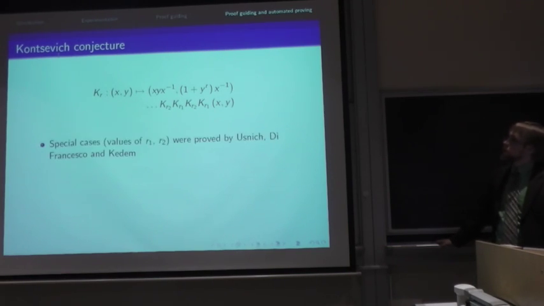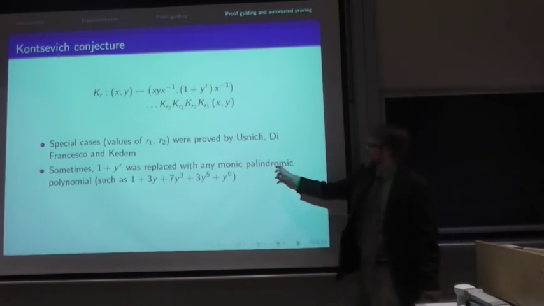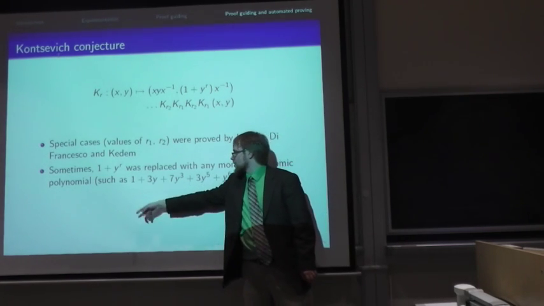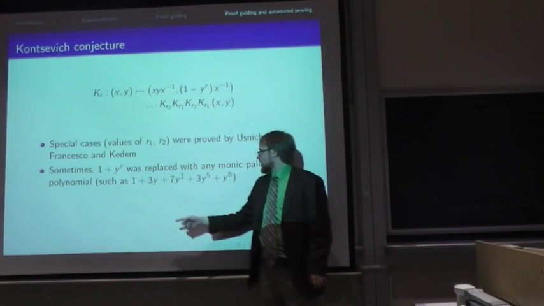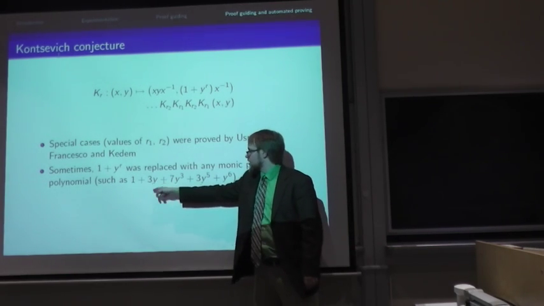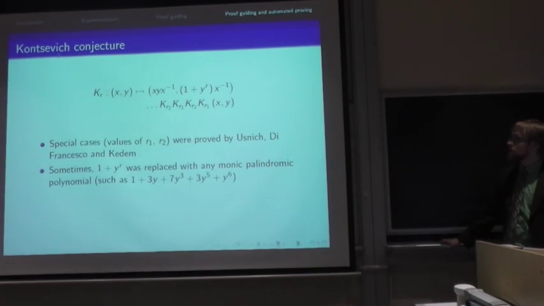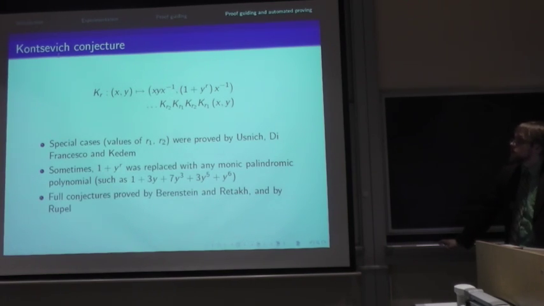So we can kind of rework this map. First I should note that special cases were proved by various groups, Usnich and Di Francesco and Kedem. In some of those special cases, instead of just looking at 1 plus y to the r, they took a monic palindromic polynomial, definition by example. So you want the constant term and the leading coefficient to both be 1, and everything else has to be symmetric. So y to the 1 and y to the 6 minus 1 both have 3s as their coefficient there. And so the Fock-Goncharov conjectures were proved in various ways by Berenstein and Retakh, and then also by Dylan Rupel.